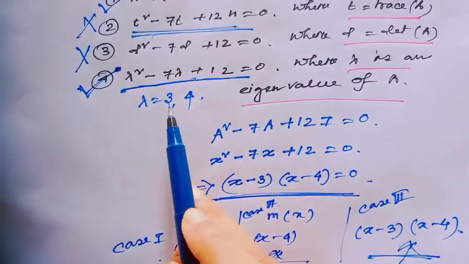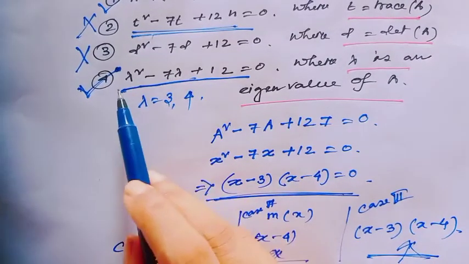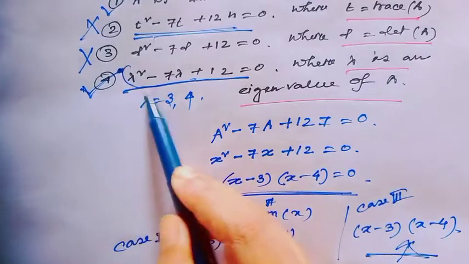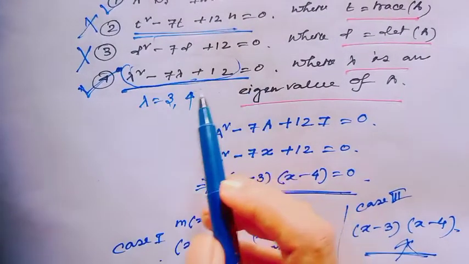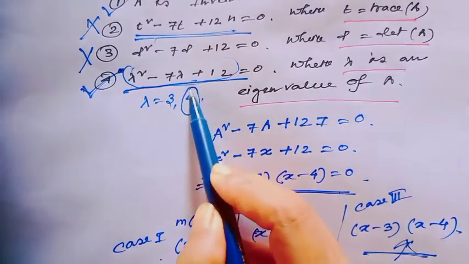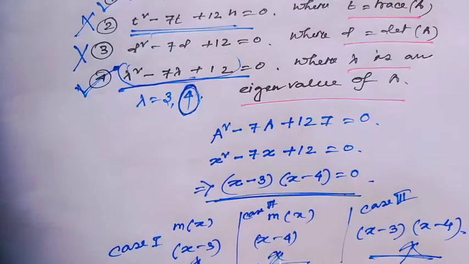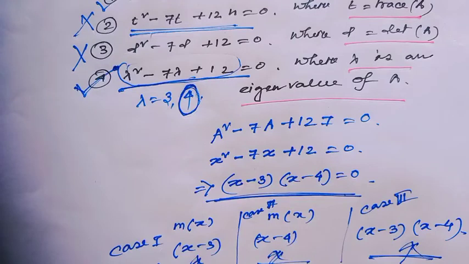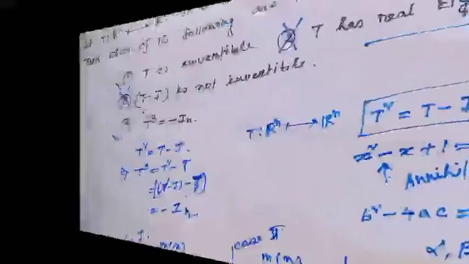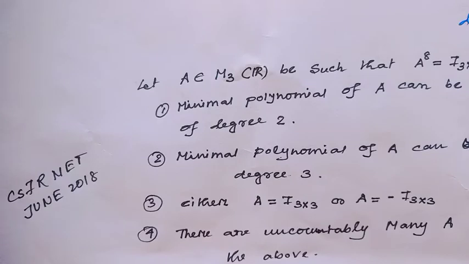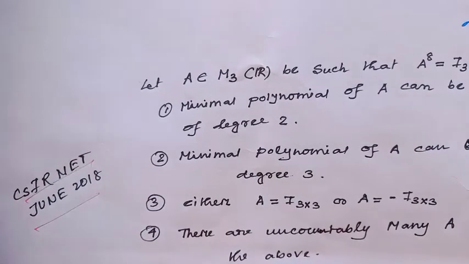If we put lambda equal to 3, then you will get this equation to be 0. Also, if you put lambda equal to 4, you will also get this equation to be 0. Therefore, option 1 and option 4 are the right options. Are you getting? We will see another example which came in the CSIR NET June 2018 exam.